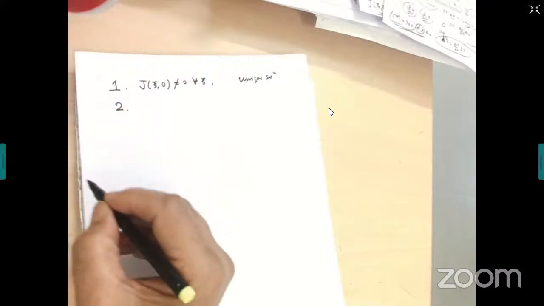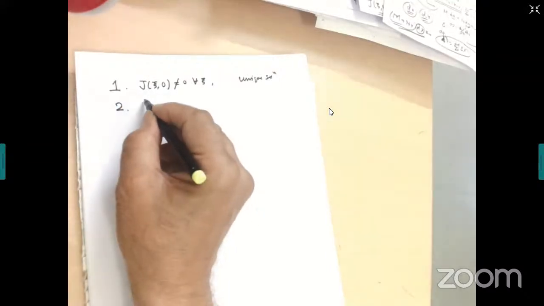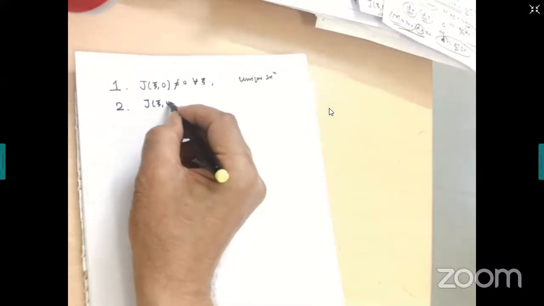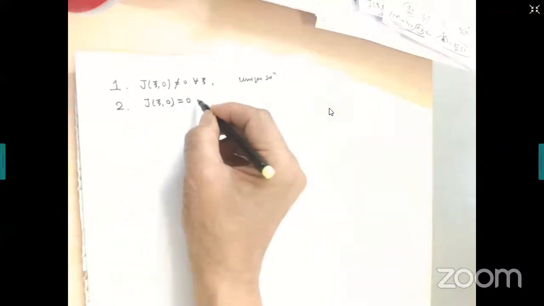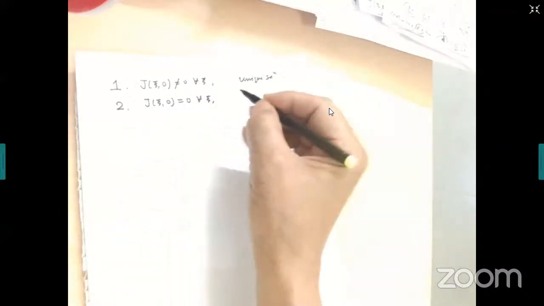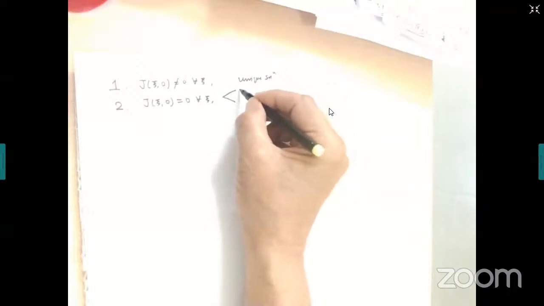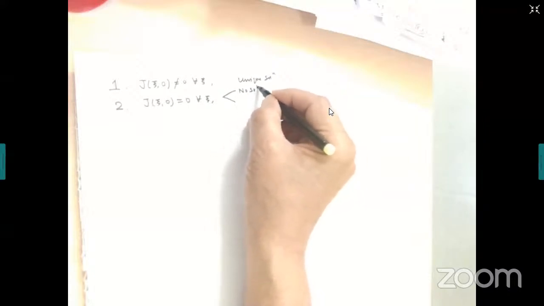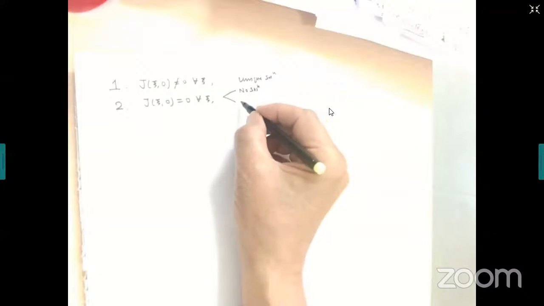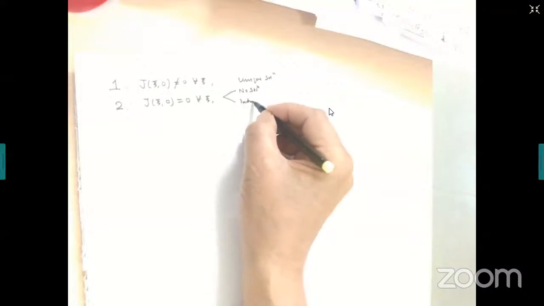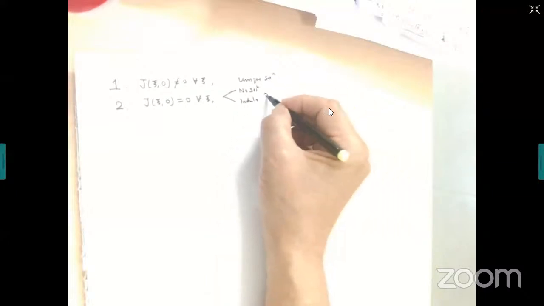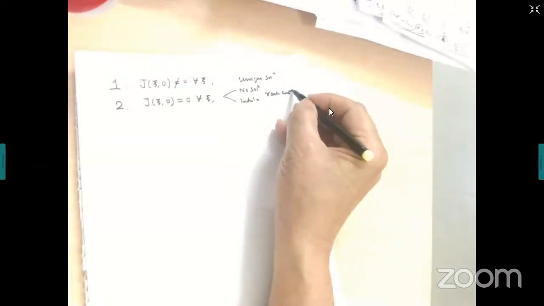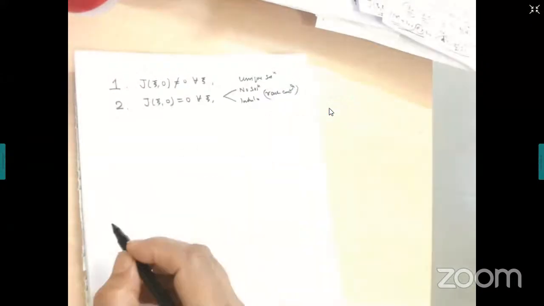Number 2, if J of xi is equal to 0 for every xi, there are two possibilities: either no solution, or there are an infinite number of solutions, depending on the rank condition.